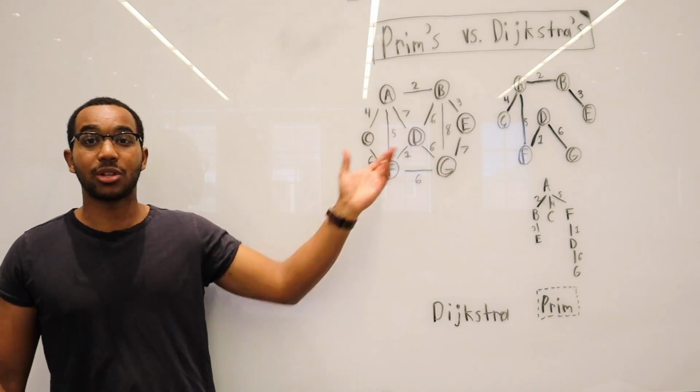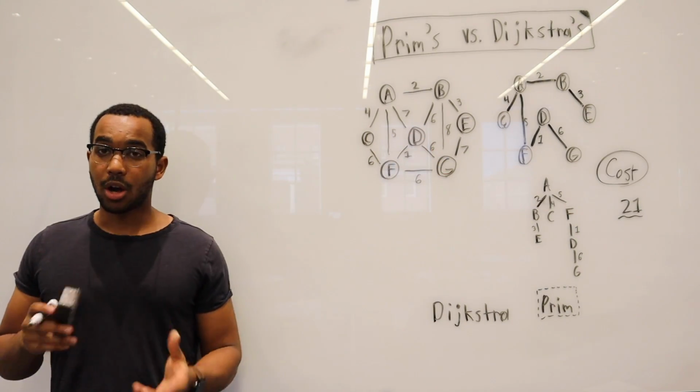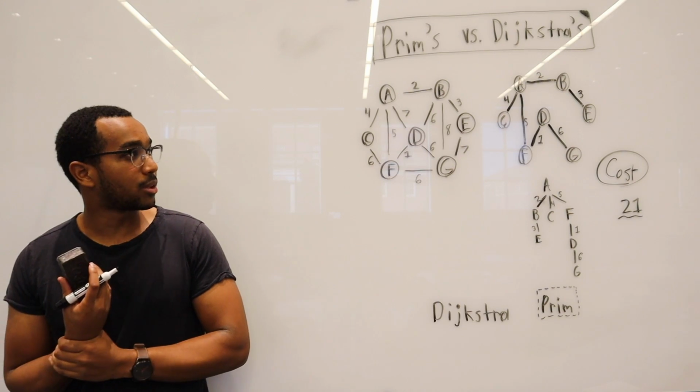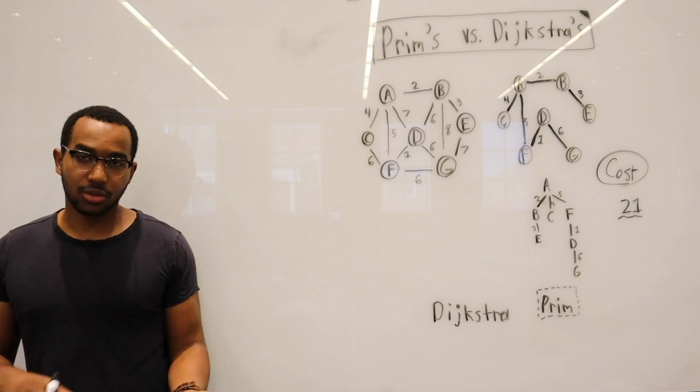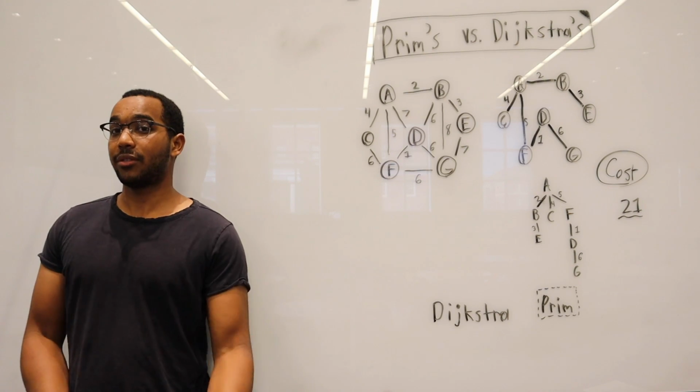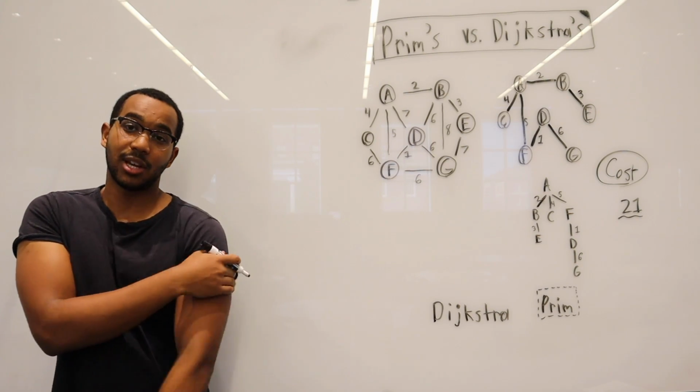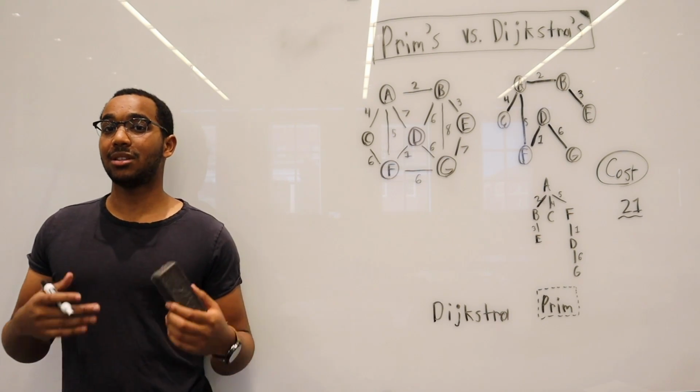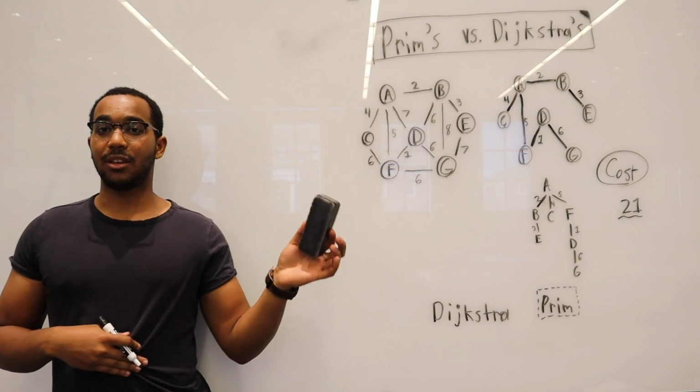So ultimately, what is the cost of this minimum spanning tree? The cost of this minimum spanning tree is going to be 21. This was the distinction we drew. We walked through Dijkstra's, we walked through Prim's, and we saw the different greedy choices. The greedy choice of Dijkstra is to minimize the distance from the start to any given vertex.